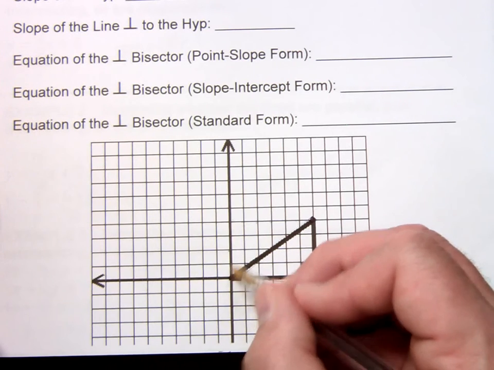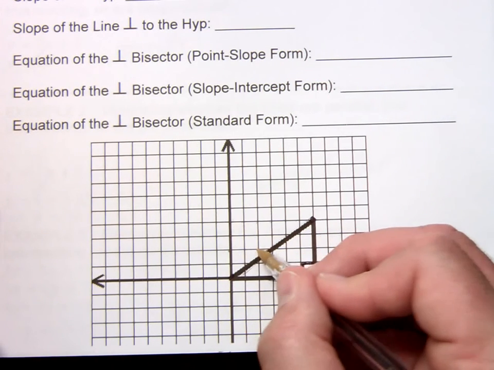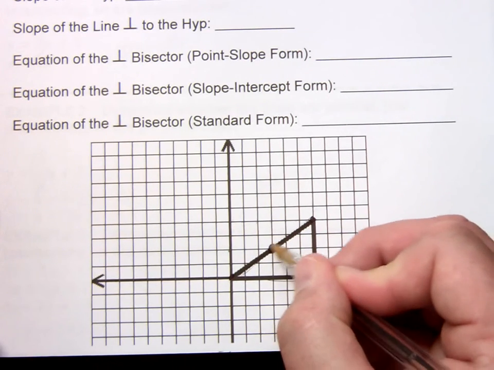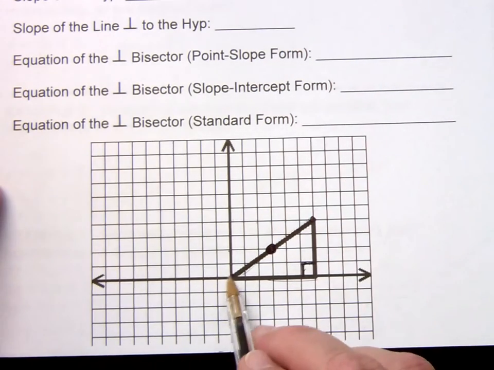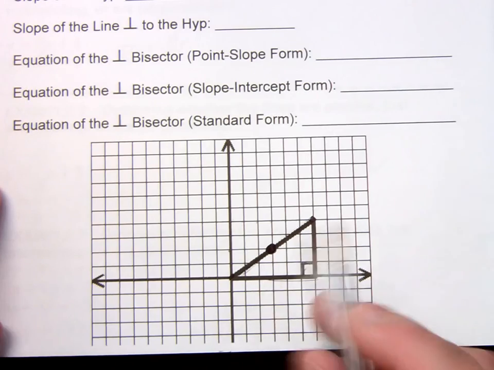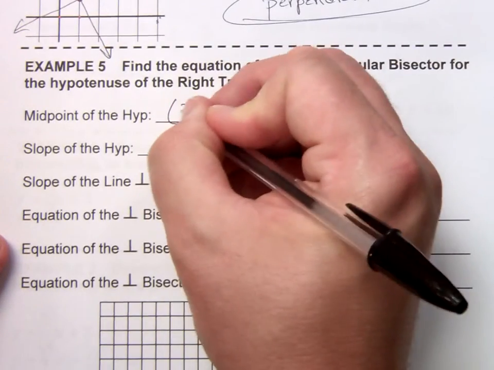Half of 4 is 2. Half of 6 is 3. So I go up 2 over 3. And right there, that's the midpoint of the hypotenuse. And that is at the coordinates 1, 2, 3, then 1, 2. So I have the midpoint at the coordinates (3, 2).